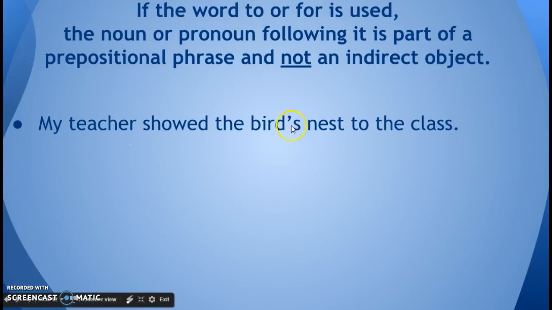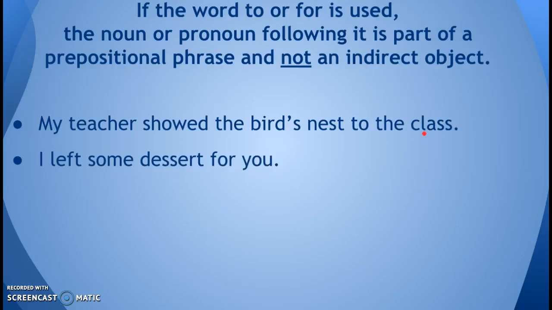For example, my teacher showed the bird's nest to the class. To the class right here is a prepositional phrase. So my teacher showed what? The nest, that's our direct object. But because when we say to whom, it actually says to right here, to the class is a prepositional phrase, and I would normally tell you just to cross that out. I left some dessert for you. I left what? Dessert, so that's our direct object. For you is a prepositional phrase, so there is no indirect object.